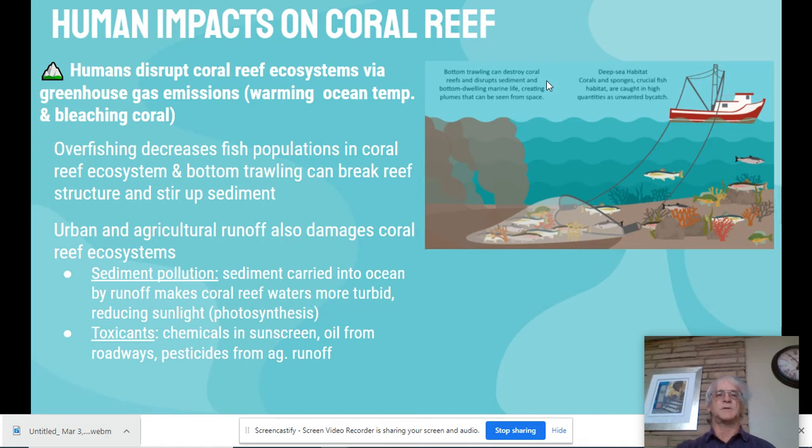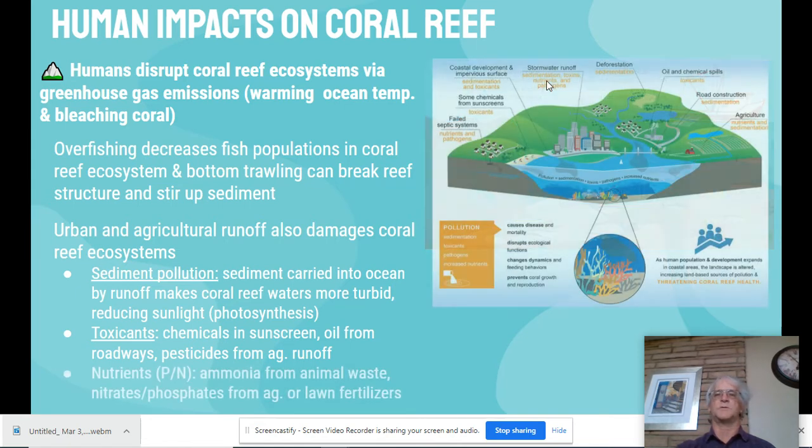There can be toxins, chemicals in the sunscreen, oil from roadways, pesticides from agricultural runoff that can kill the fish and or the coral reefs.